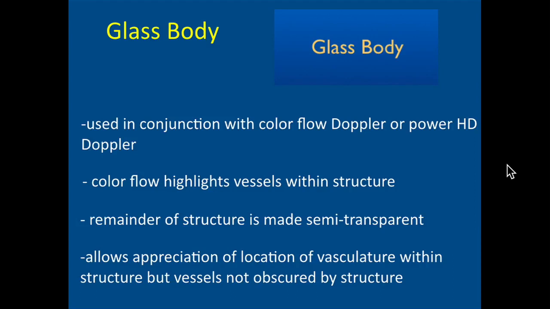So glass body, I think, is my favorite render paradigm within cardiology because you get the benefit of both grayscale and color flow and vasculature. So the color flow highlights the vessels within the structure, but you're making the remainder of the structure semi-transparent so you can see where these things lie in space. And that's important when you're looking at, well, I'm not going to give you the advance notice, but you'll see shortly.